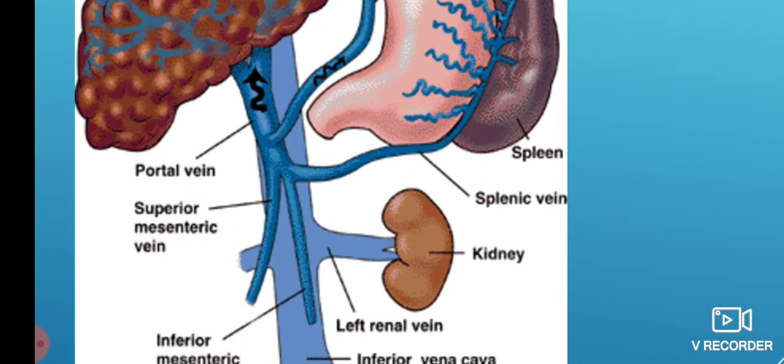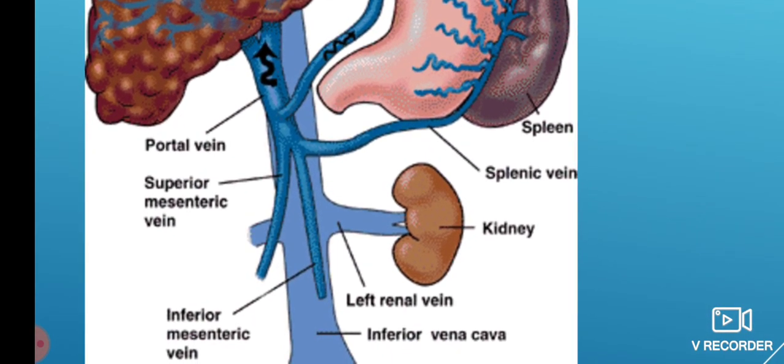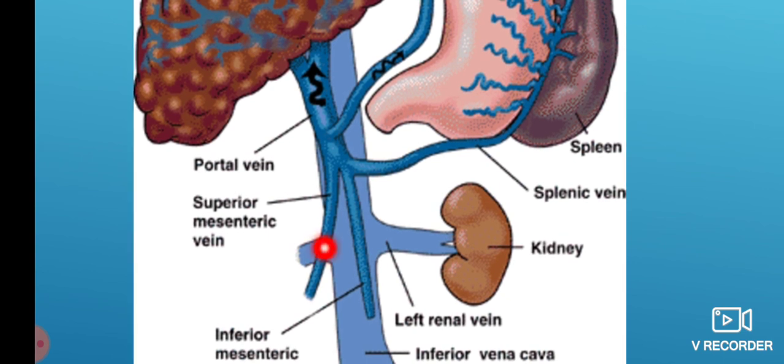In this picture, you can see the formation of the portal vein. Here, this is the superior mesenteric vein, and this is the spleen from which the splenic vein arises. Both the superior mesenteric and the splenic vein together form the portal vein. So this is the portal vein. Portal vein comes up. It carries the end products of digestion like proteins and carbohydrates.